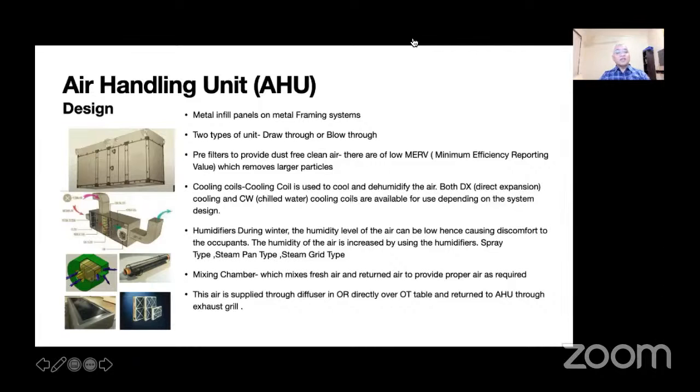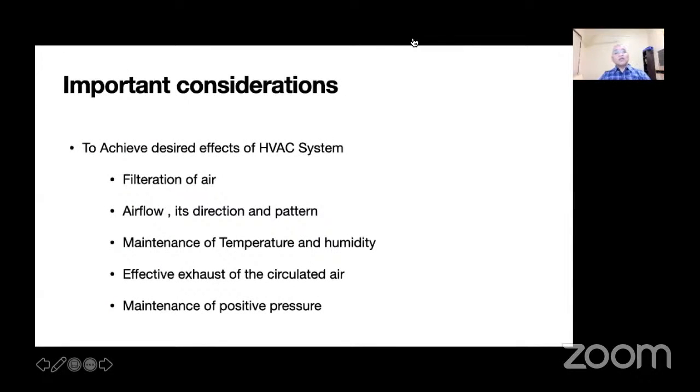Then there is a mixing chamber where the returned air and the fresh air are mixed in the appropriate proportion as per the requirement of the air handling unit. And then this air is supplied through the diffuser in the operation room, which is directly over the operation theater table. And then this air is returned through the exhaust grill. So to achieve proper clean air from the HVAC system, there are specific requirements, like there has to be proper filtration of air.